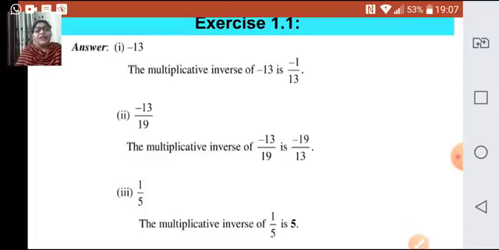Similarly, the second one, negative 13 upon 19: obviously negative 19 upon 13. If it is a positive rational number, it will be positive only. If it is negative, it will be negative only, children. And the negative sign you always have to give in the numerator in rational numbers. Standard form is like that, negative p upon q. You never write p upon negative q. Okay. So 1 upon 5 will be 5 upon 1, which is nothing but 5.